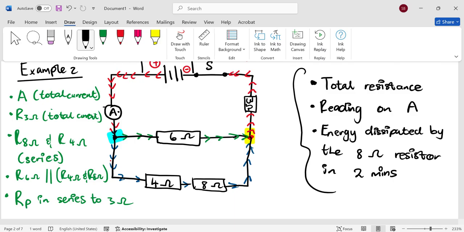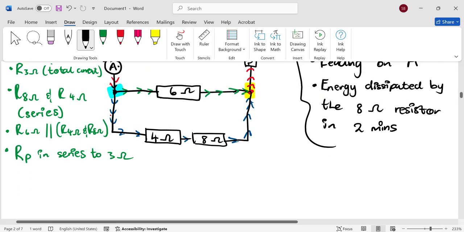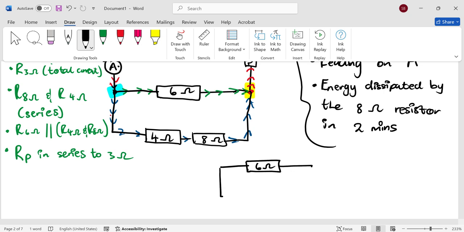So notice how, if I had to form a new division, I would take the 6 ohm, right? So I would have something like this. So there's my 6 ohm resistor, right? And that would be in parallel to a 12 ohm resistor. Now, where does that 12 ohm resistor come from? That's the sum of 8 and 4. Since those two are in series, I took them and I made them one resistor.